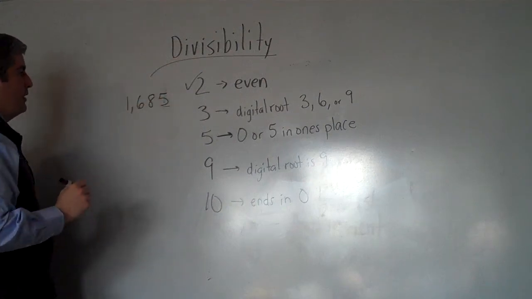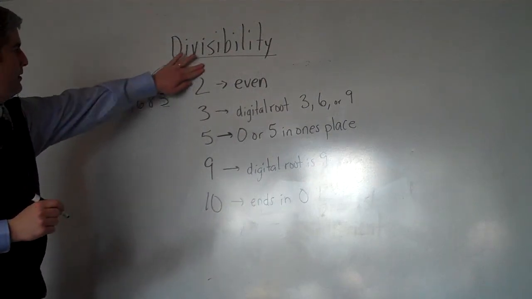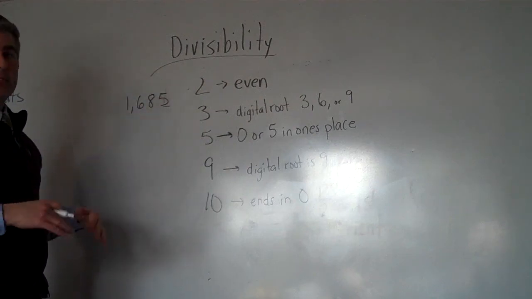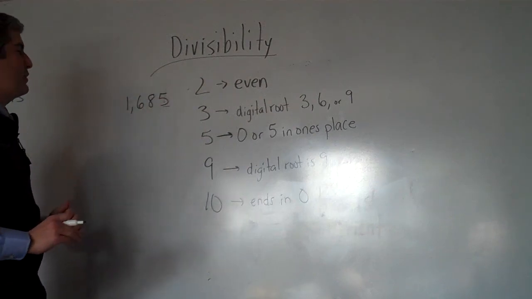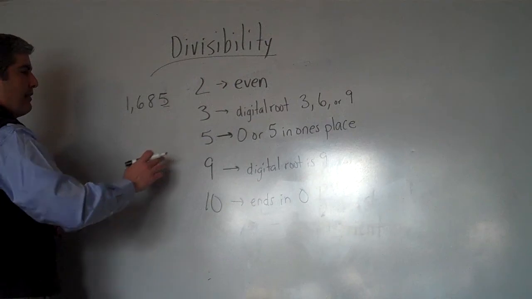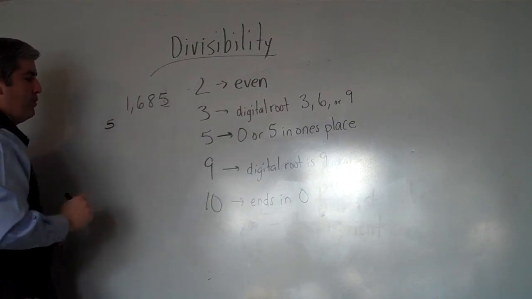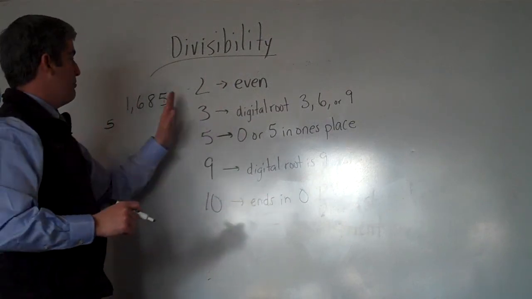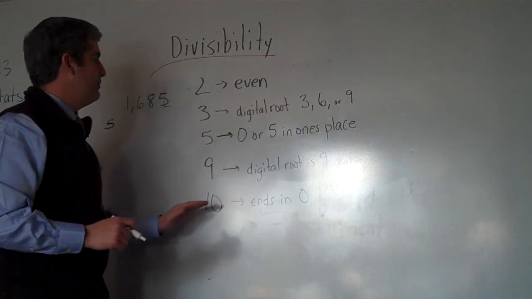1,685. So we look at, is it an even number? No. So it's not divisible by 2. Does it end in 5 or 0? Yes. So it's divisible by 5. Cool. Does it end in 0? No. So it's not divisible by 10.